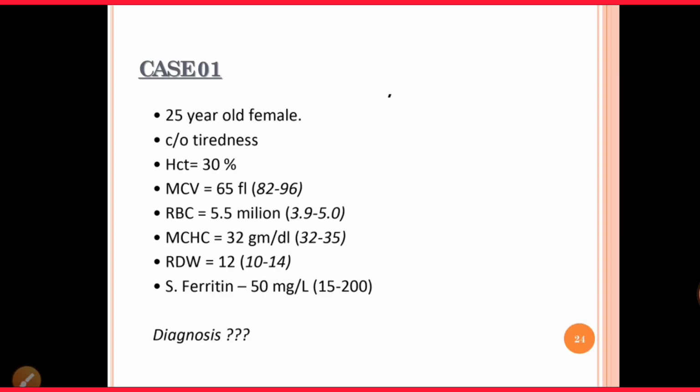Okay, so guys, this is all about the red blood cell indices. We have discussed all aspects of MCV, MCH, MCHC and the red cell distribution width. Now we will see some case series, some cases that can be asked as an MCQ. Okay, so case 1.